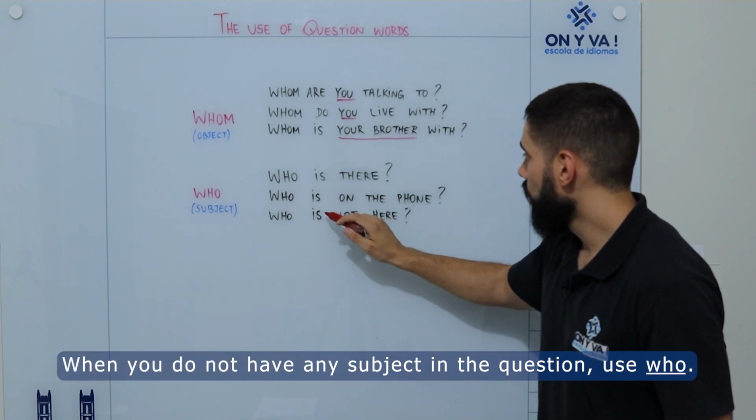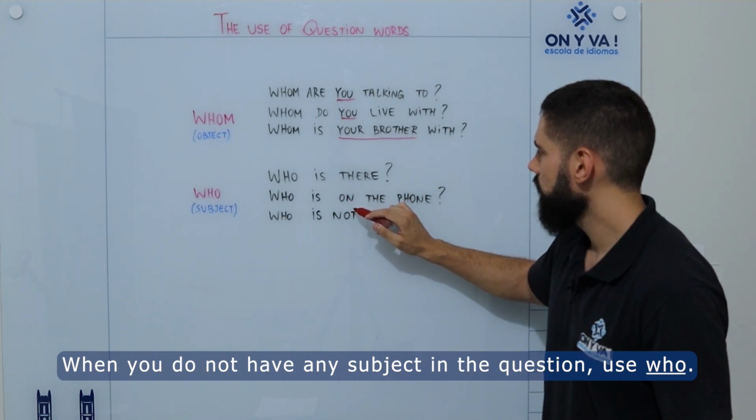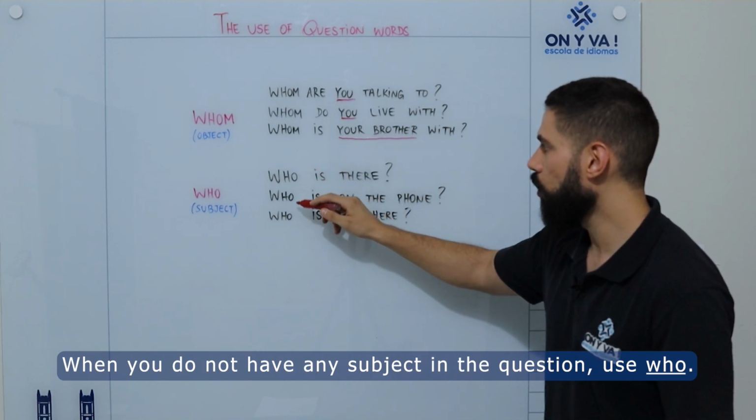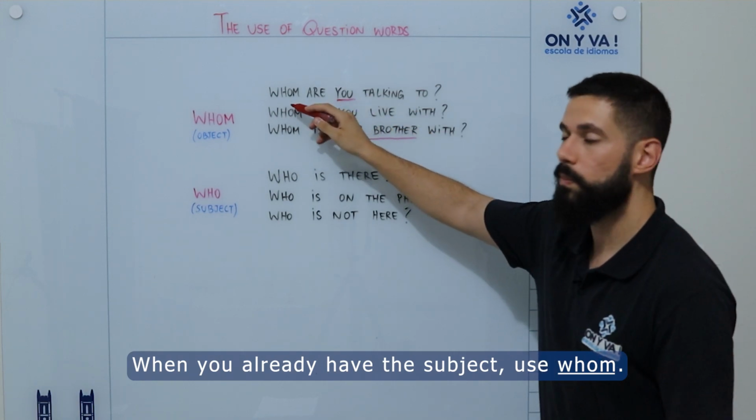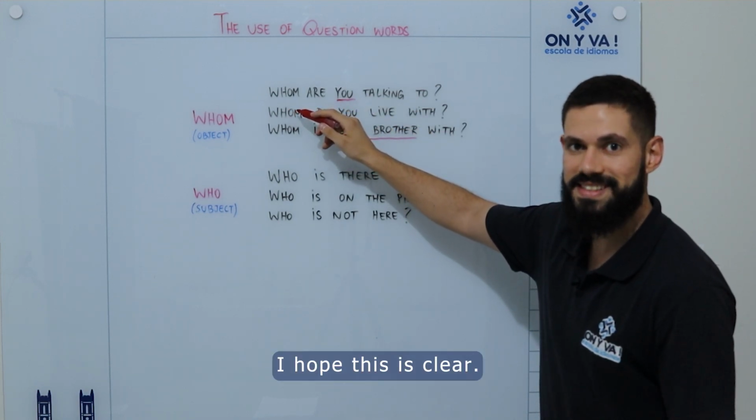So, when you don't have any subject in the sentence or in the question, use who. When you already have your subject, use whom. I hope this is clear.